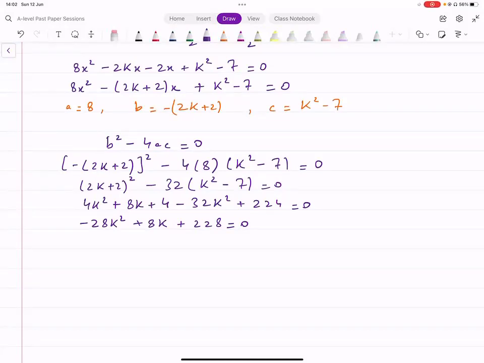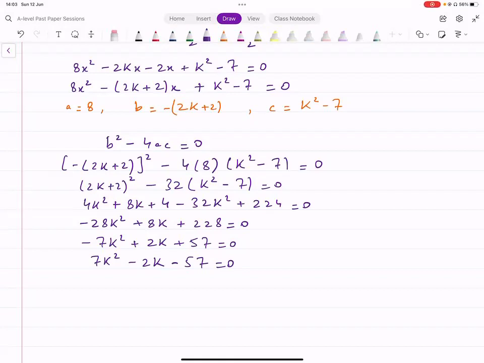Yeah, so let's do that. Let's divide everything by 4, and that's going to give us 7k squared, 2k, and 228 divided by 4, that is 57. Okay, I'm just going to multiply this by negative. I'm just more comfortable having the first term positive. 7k squared minus 2k minus 57 equals 0. All right, so now we can see whether we can factorize this or we have to use the quadratic formula. It's your choice.